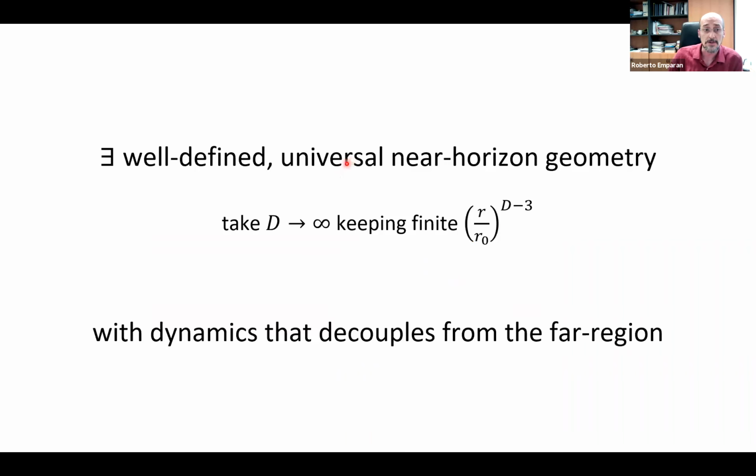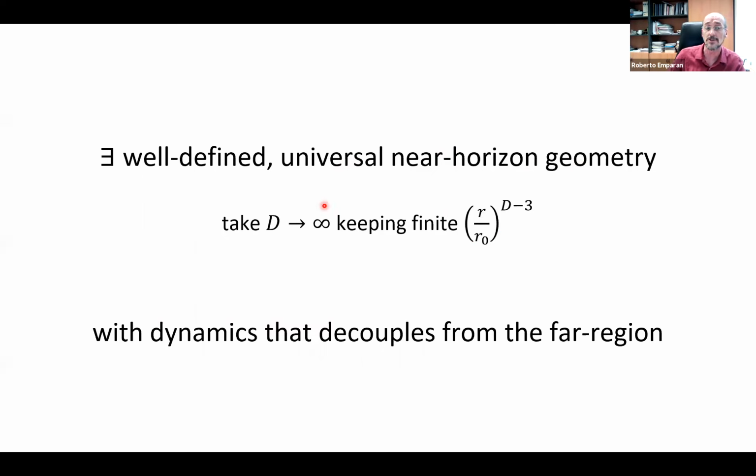In more detail, I'm going to show that there exists a well-defined near-horizon geometry for black holes. It's a geometry that's moreover universal, in the sense that, for instance, all neutral non-extremal black holes have the same near-horizon geometry in the large D limit. And if you add charges, there are other universality classes. But all of the near-horizon geometries simplify a lot in this limit and they fall, as I say, in universality classes.